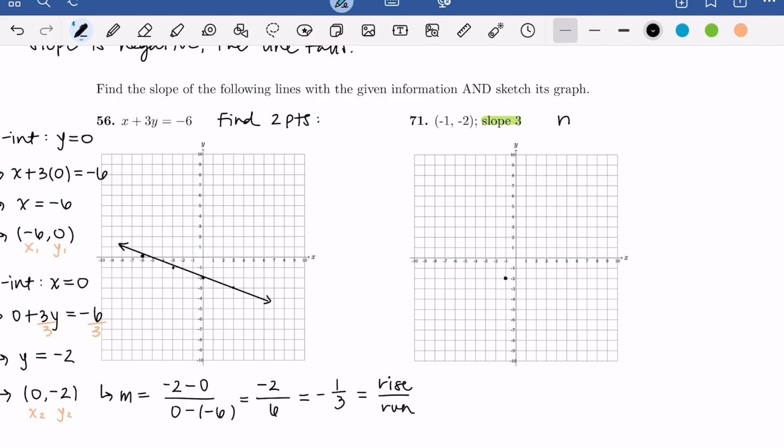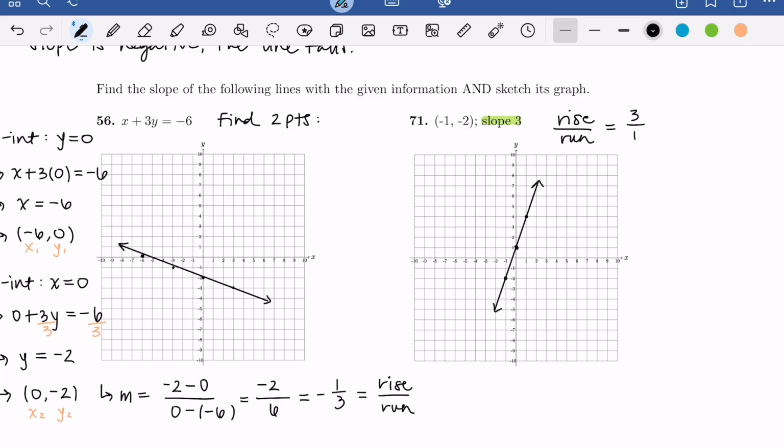If our slope is 3, this means our rise over our run is going to be 3 over 1. So from this point then, we're going to rise 3 units, and then we're going to go 1 unit to the right here, since this is a positive value. So we're going to go up 1, 2, 3, and then over 1. That's going to be our next point. And then we'll go up 1, 2, 3, over 1 for another point there. So the line is going to look something like this.